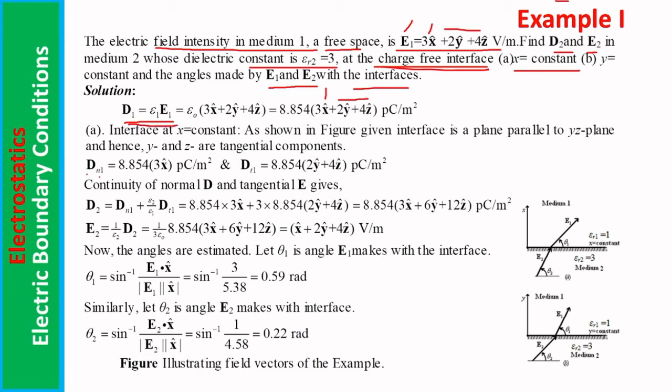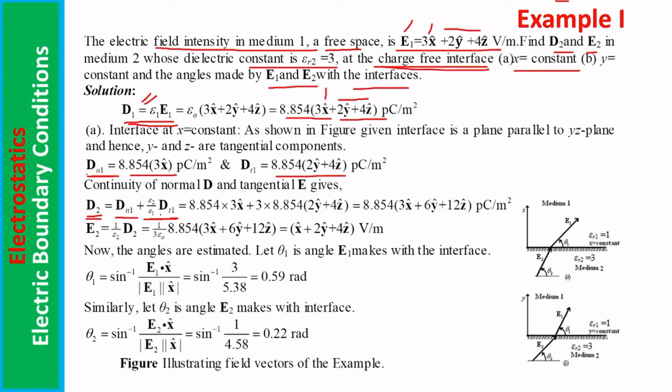D1 is available. Now dN1 is the X component of D1. This part is the X component. Tangential components are the Y and Z components. After identifying normal and tangential components, let us move further. D2 is written here as dN1 plus epsilon 2 by epsilon 1 dt1. D2 is expressed in terms of D1. Actually, it is an expression of D2 in terms of dN1, dt1. It means in terms of D1.